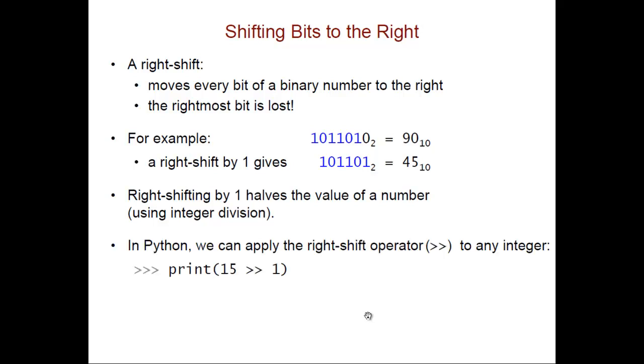And here again there's a Python operator. This time it's two greater than symbols right next to each other. And so here I'm saying take 15 and shift its binary representation one place to the right. And so we're going to cut it in half using integer division, and we get 7. Here again, you could do a bigger right shift by putting a different value here. You could say shift it by 2 bits to the right or 3 bits, etc.